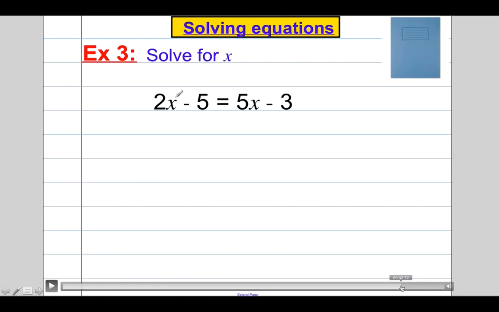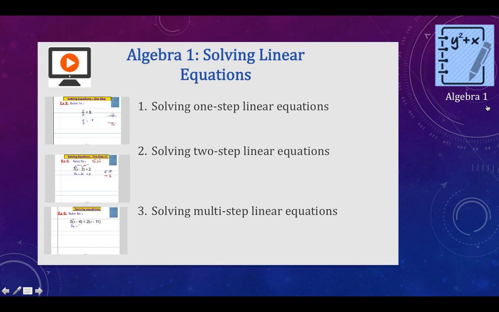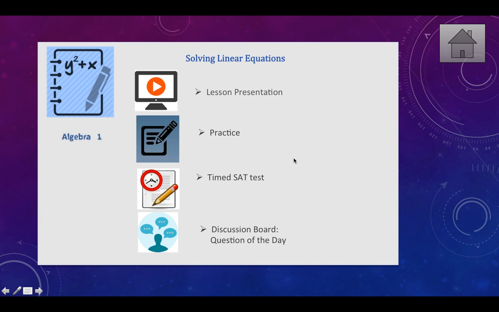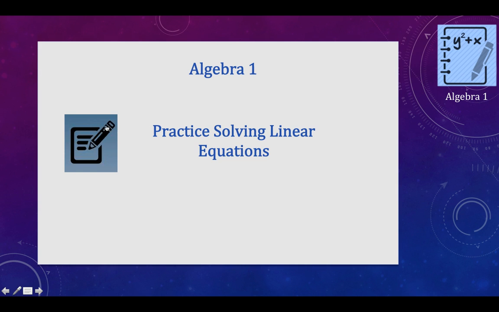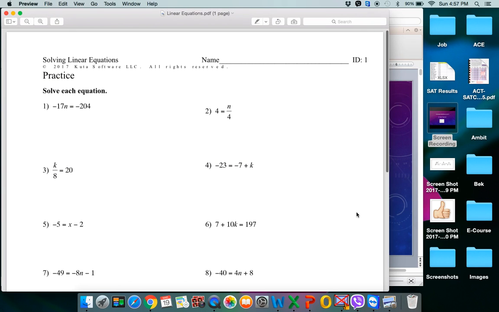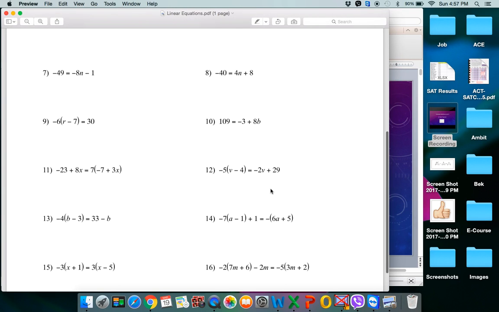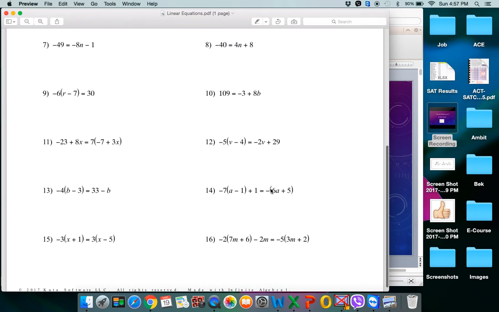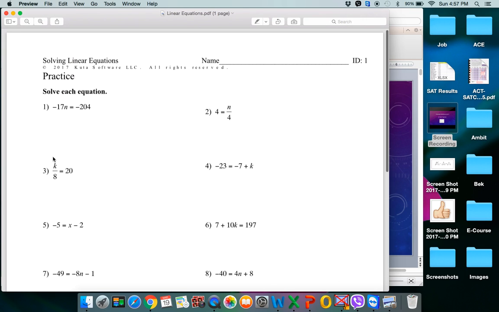To go back to the Algebra 1 section and continue doing other activities, students need to click the Algebra 1 icon. Next, let's click the practice button. They will have a worksheet of 5 to 15 questions depending on the skill they're working on. This particular skill has 16 questions on the practice worksheet.